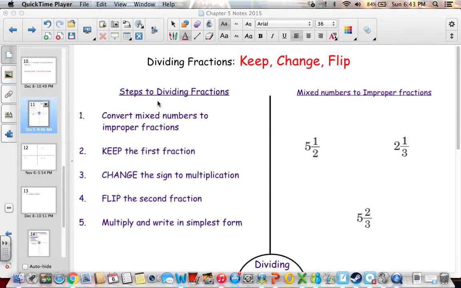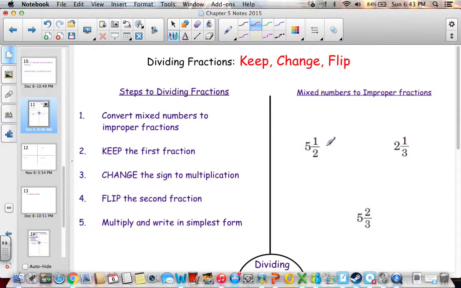So the first step is that we need to convert to improper fractions. We are going to keep the first fraction, change the sign to multiplication, flip the second fraction, and then multiply and write in simplest form. So we will go over that in one moment. I want you to practice really quick converting mixed numbers to improper fractions. So pause me again and do these conversions.